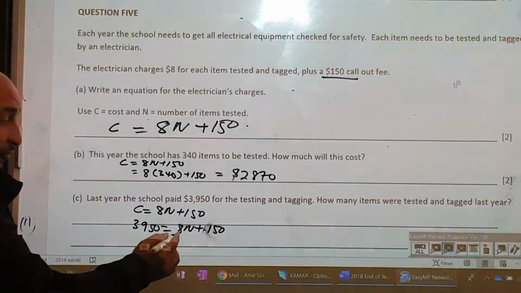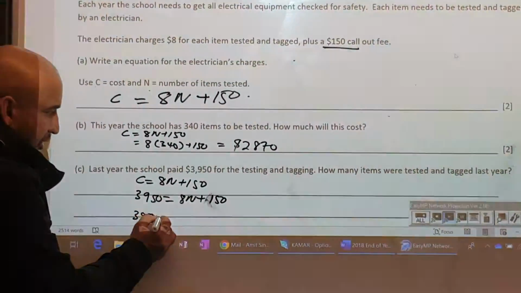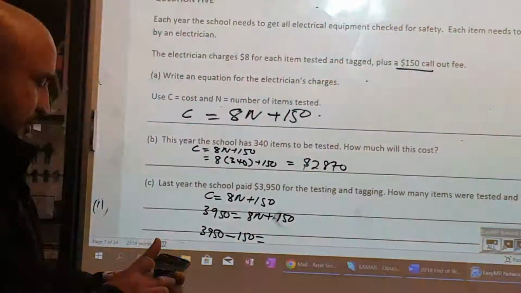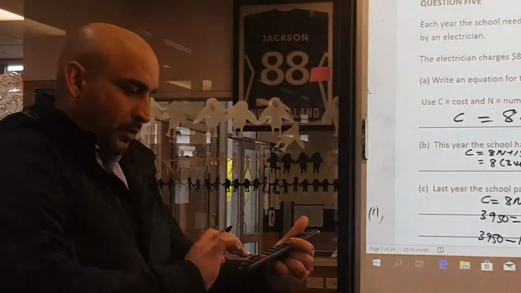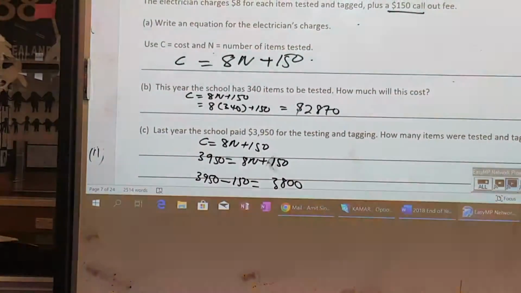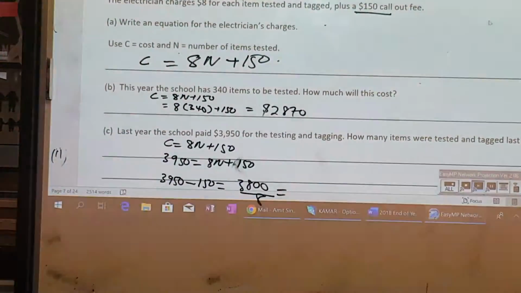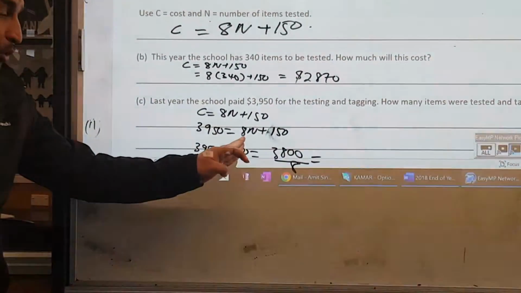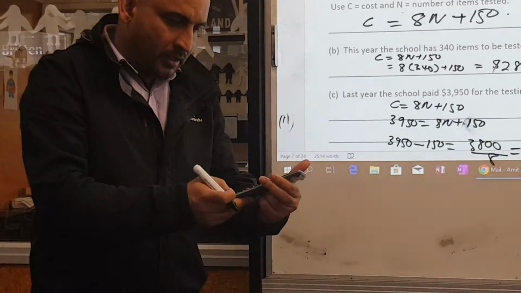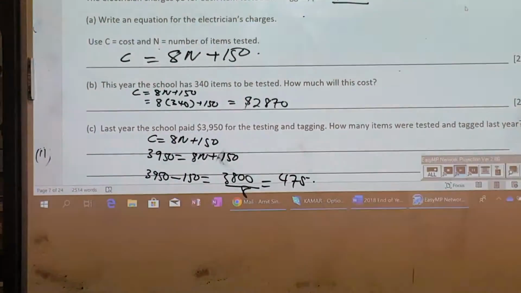So I'm finding n. This equation, so I'll say, okay, 3950 take away 150. 3950 here, take away 150, you get 3800. And then divide by 8. Just as I told you earlier, you remove everything which is with n. So that divided by 8, you get 475. So that means 475 items were tested.